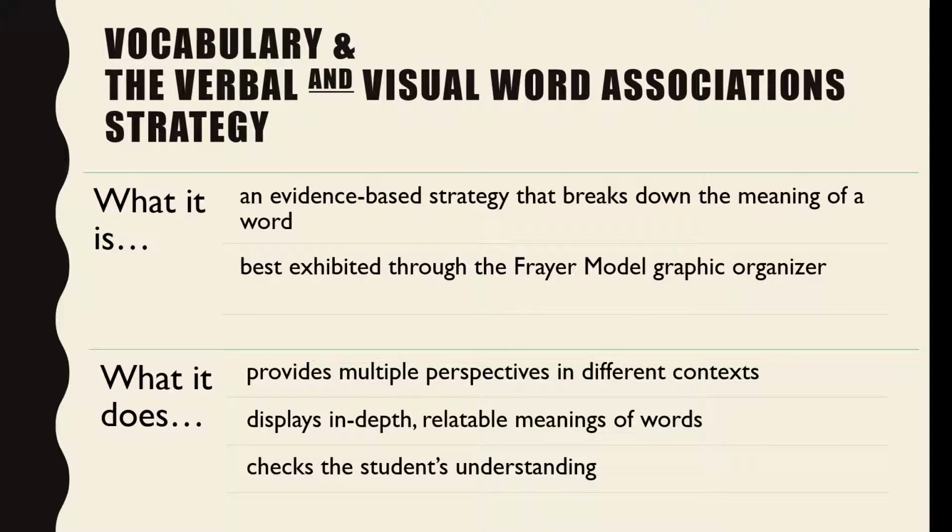The verbal and visual word association strategy is an evidence-based strategy that breaks down the meaning of a word. It is best exhibited through the Freyer Model Graphic Organizer. It provides multiple perspectives in different contexts. It displays in-depth, relatable meanings of words, and it checks the student's understanding of the word.